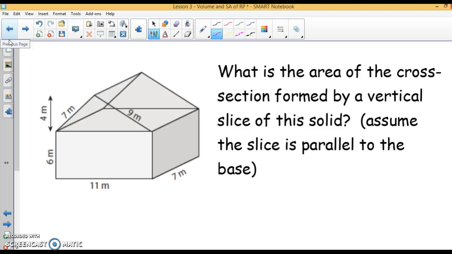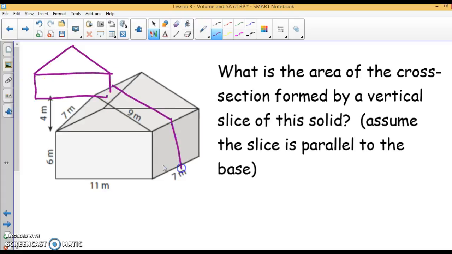Pause the video and do this one. Okay, it says, what is the area of the cross-section formed by a vertical slice of the solid? Assume that the slice is parallel to the base. Again, vertical slice means it's going down. And this is our base. So I'm going to do parallel to the base. Isn't my cross-section going to be a triangle and then a rectangle? Because I'm going to slice it down through here.